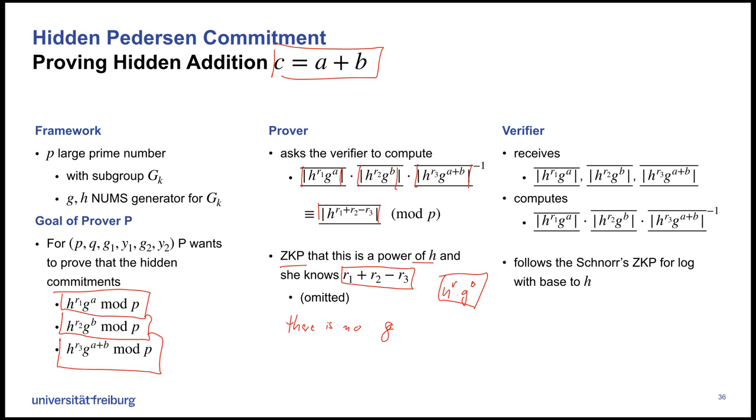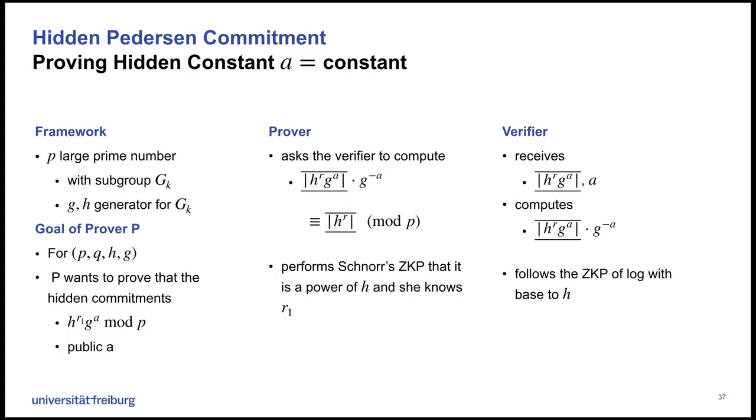So we can prove the hidden addition. For this, we need just one Schnorr back and forth. We can just multiply commitments. So the verifier receives this information, computes this value, and then just follows the Schnorr zero knowledge proof to the base of h. So that's one thing we could do. We could also prove that it's a constant, which is even easier. So the constant is known. I want to prove that this is g to the a.